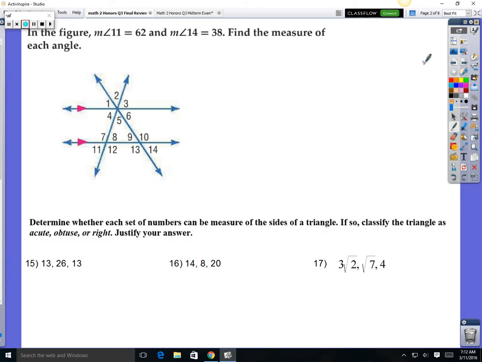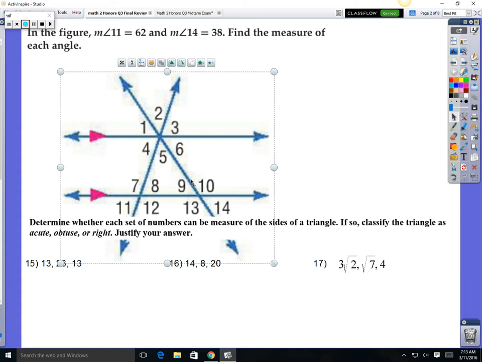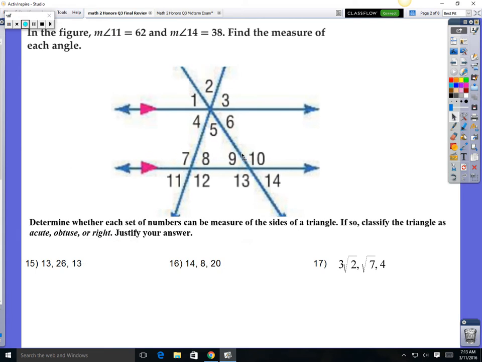Okay, now this picture might get a little, I'm going to blow it up so it might be a little easier. Okay, here we go. Angle 11 is 62. So 11 right here, this is 62 degrees. Okay. 14 is 38. So 14 right here, that's 38.